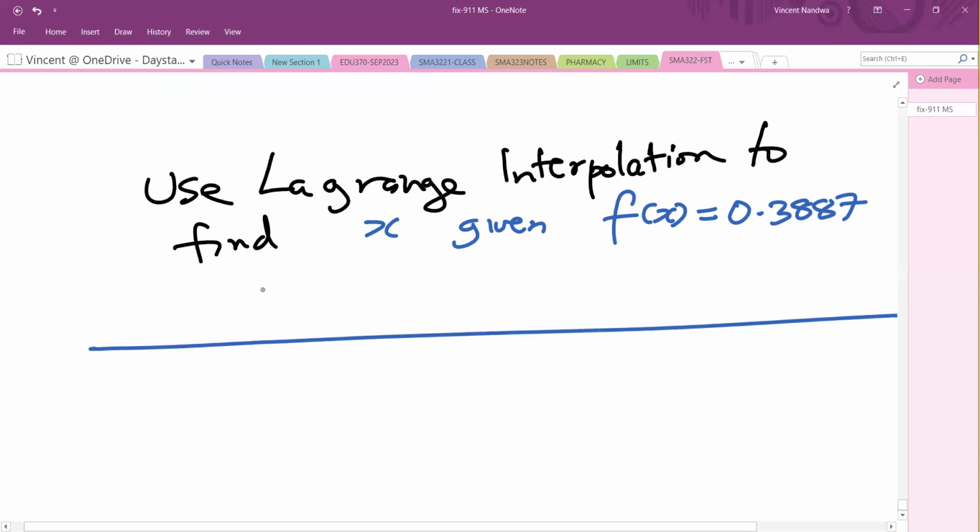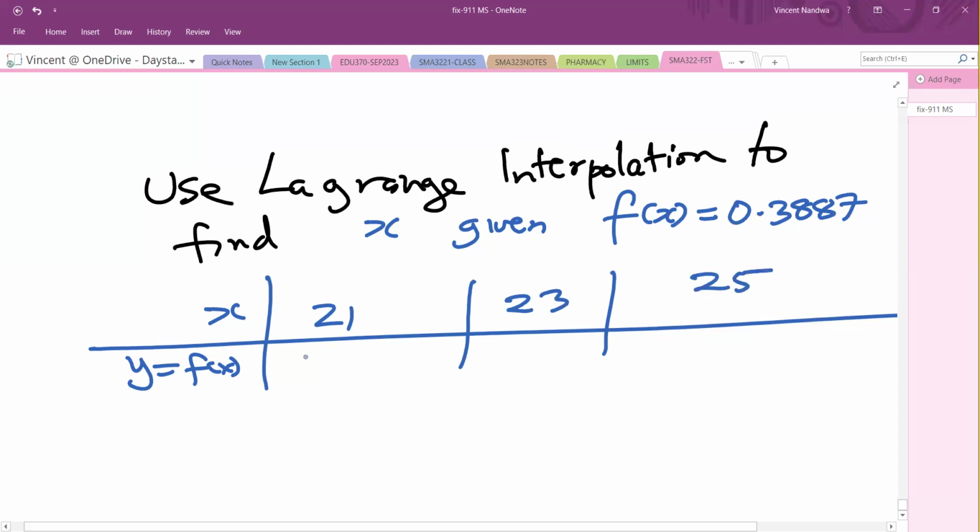And this is a table where this is x value, this is y equals to f of x. So we have 21, we have 23, then we have 25. So for 21 is 0.3706, 23 is 0.4068, and then this is 0.4433.